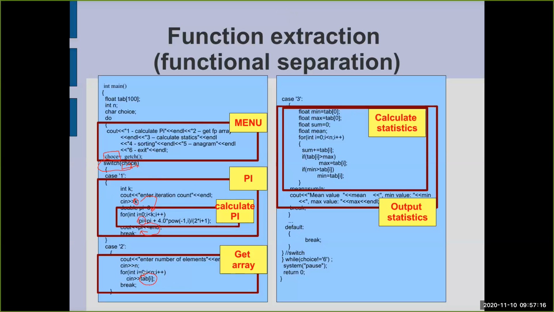Similarly, here we use tab index i, but this variable is used, for example, here. So we have the array which is declared in the main function. This variable is used in this block, and it is used in this block. What else? Variable n is declared here, and it is used both in this block and here in get array. So you can see that even when we extract blocks.